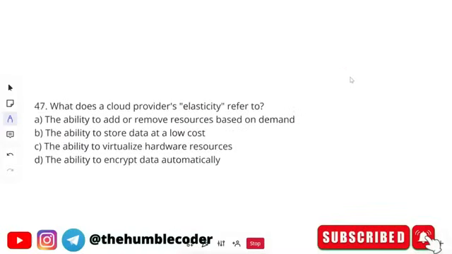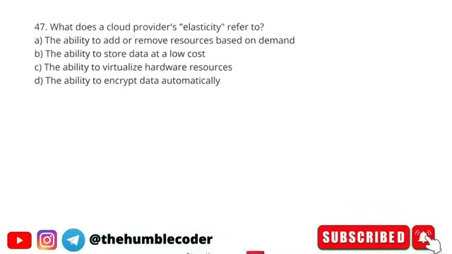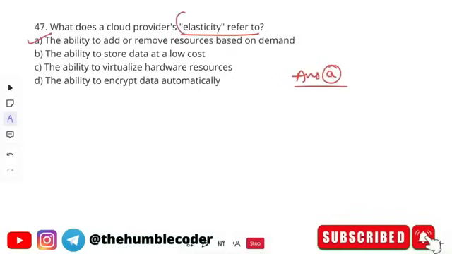Moving on to the next question now. What does a cloud provider's elasticity refer to? Okay, let's see the options that we have. Option A is the ability to add or remove resources based on demand. Option B is the ability to store data at low cost. Option C is the ability to virtualize hardware resources, and option D is the ability to encrypt data automatically. The correct answer is option number A, that is the ability to add or remove resources based on demand. So that is what is called elasticity. Okay? That is the concept of elasticity in cloud computing.